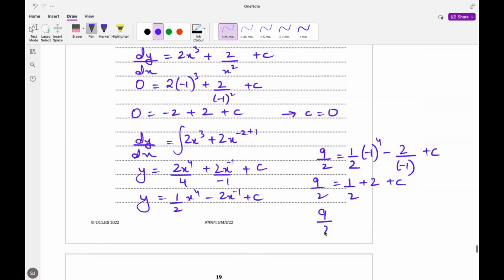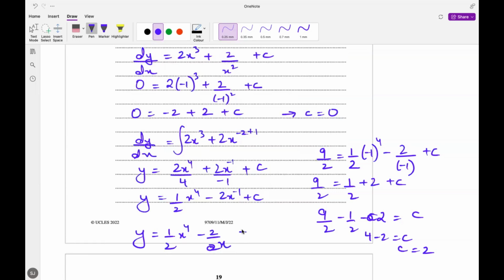So we'll write it as 9 upon 2 minus 1 upon 2 minus 2 equals c. 9 upon 2 minus 1 upon 2 is 8 upon 2, which is 4, and 4 minus 2 is equal to c, which is equal to 2. So once we have the value of c as 2, the final equation will be y equals 1 upon 2 x⁴ minus 2 upon x plus 2.